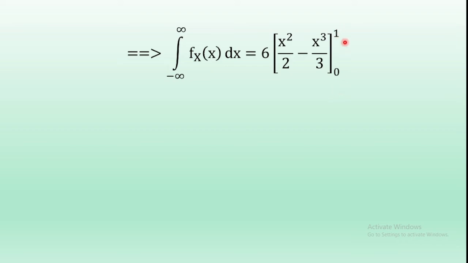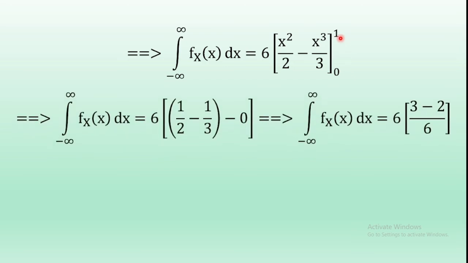Now applying the upper value of x and the lower value of x. The upper value of x is 1. So 6 into 1 square is 1, 1 by 2, minus 1 cube is 1, 1 by 3, minus the lower value of x, which is 0. 0 square is 0, 0 by 2 is 0, minus 0 cube is 0, 0 by 3 is 0. When substituting the lower value of x, the second term is 0.